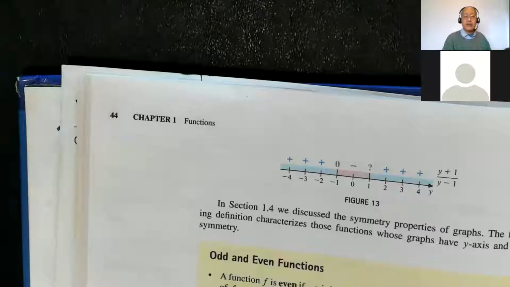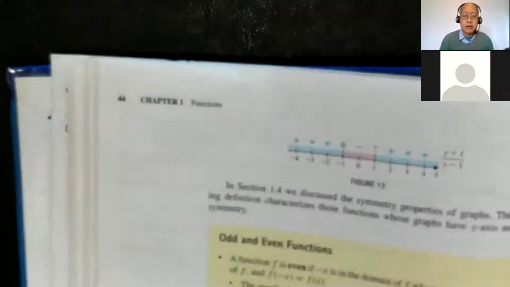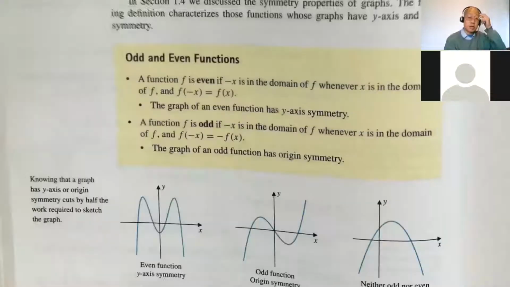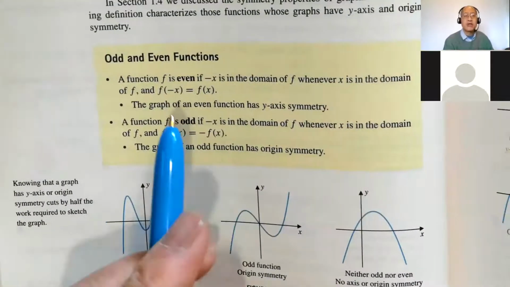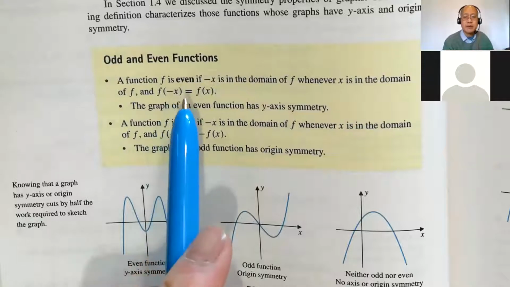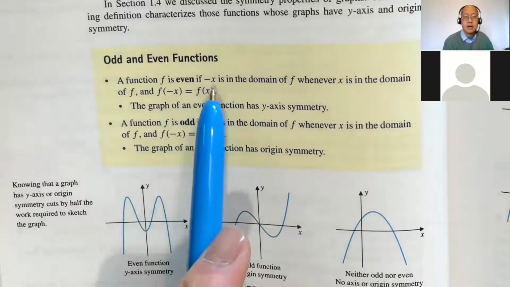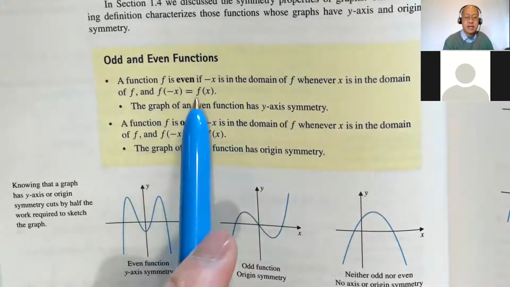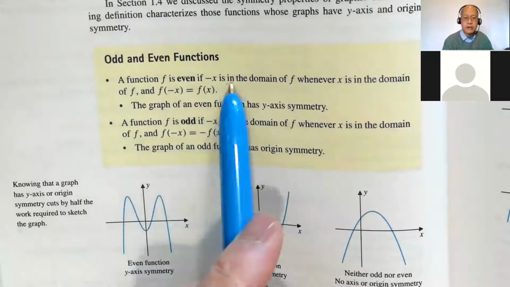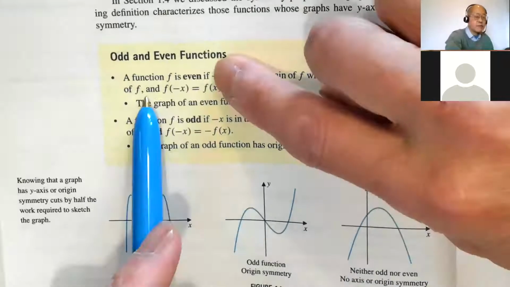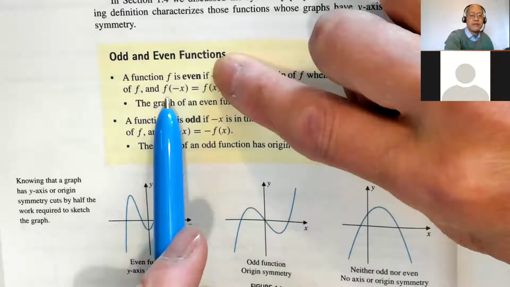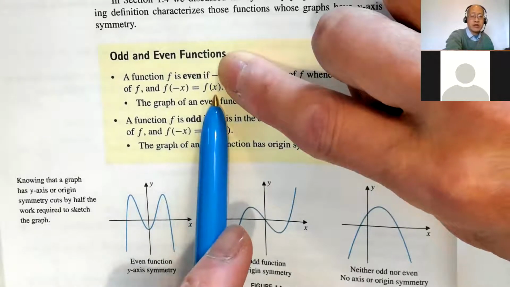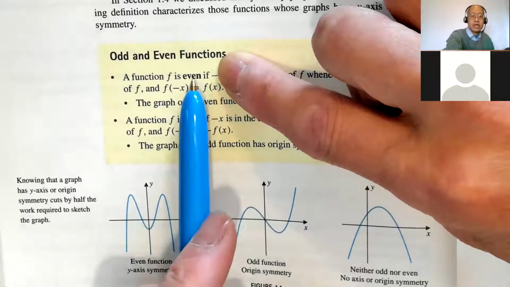Okay, odd and even functions. We talked a little bit about this before. Page 44. This is worth putting on your cheat sheet, your formula sheet. A function is called even if f of negative x is equal to f of x. If you replace x by negative x, you get the same thing back, you have an even function.